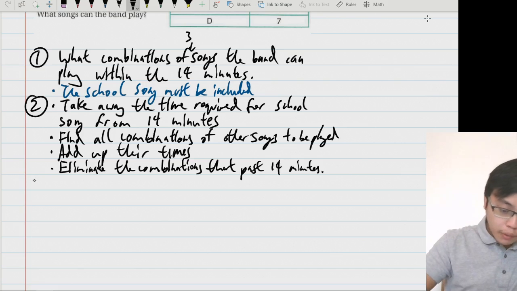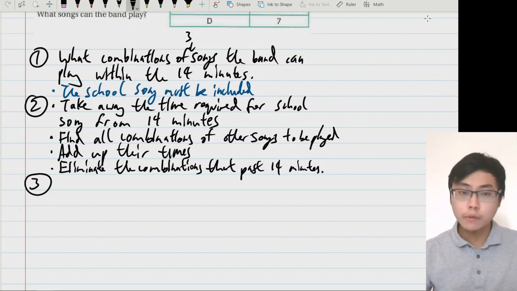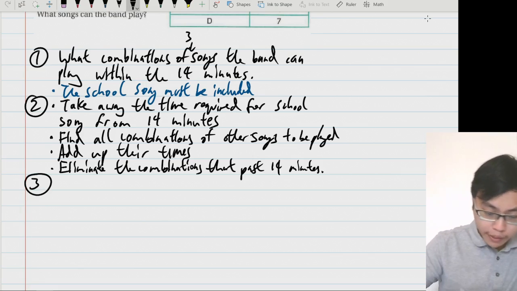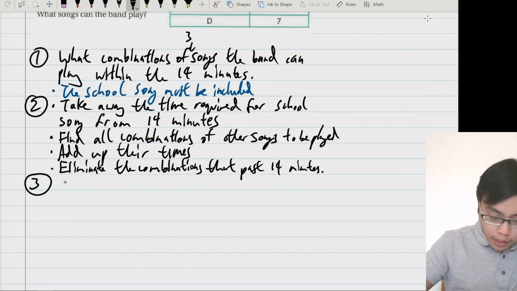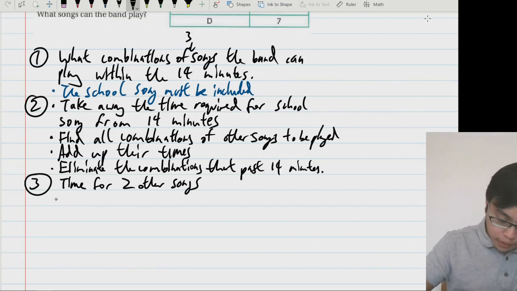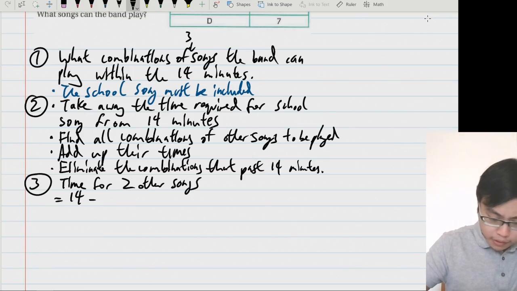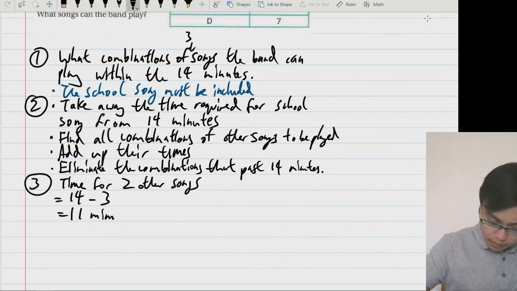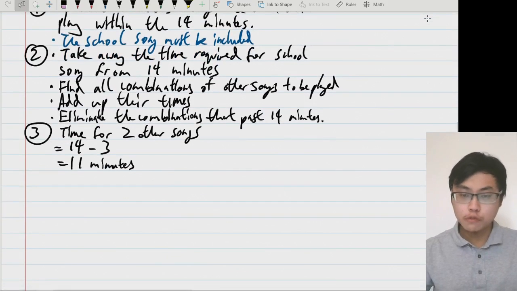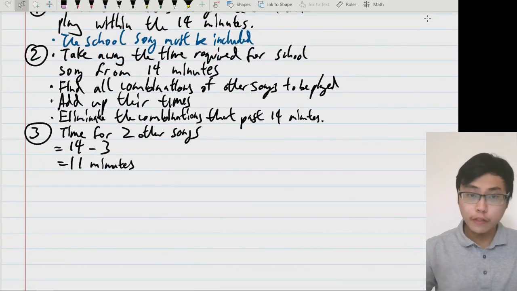And then lastly, we want to execute our plan. We want to carry out our plan. So let's go ahead and do that. First of all, the time for the two other songs is going to be equal to 14 minus 3 minutes. That's going to be 11 minutes. So we have 11 minutes to carry out the other two songs.